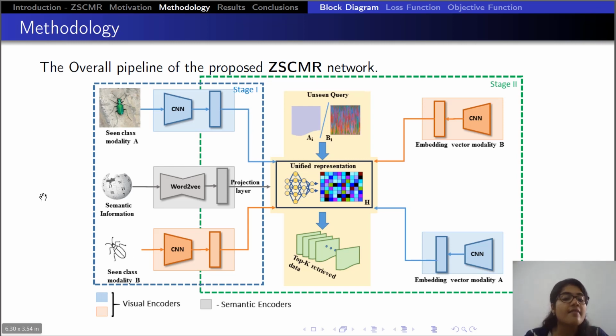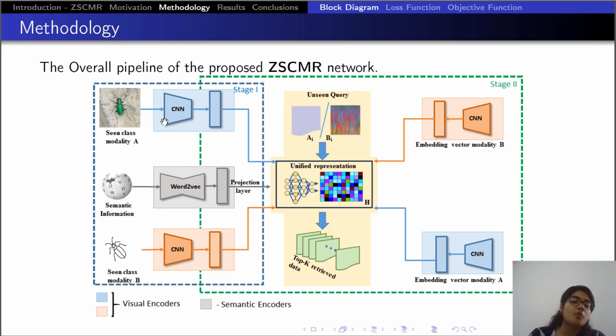Along with that, we have the semantic information or the attribute information. We try to extract the information using a pre-trained CNN network. We have tried different architectures for these pre-trained networks in experiments, and we essentially want to project these features of A and B to a unified common space.